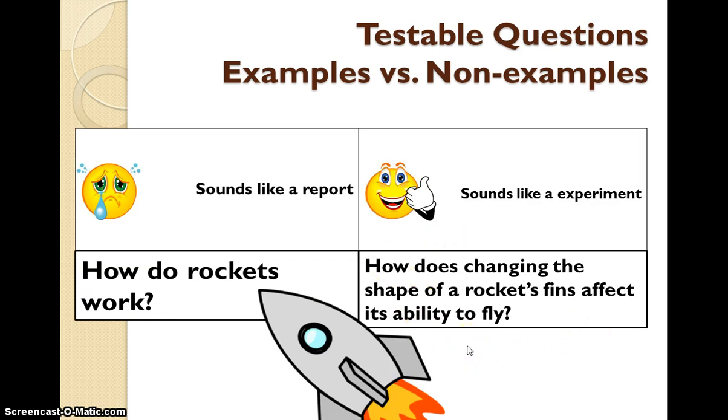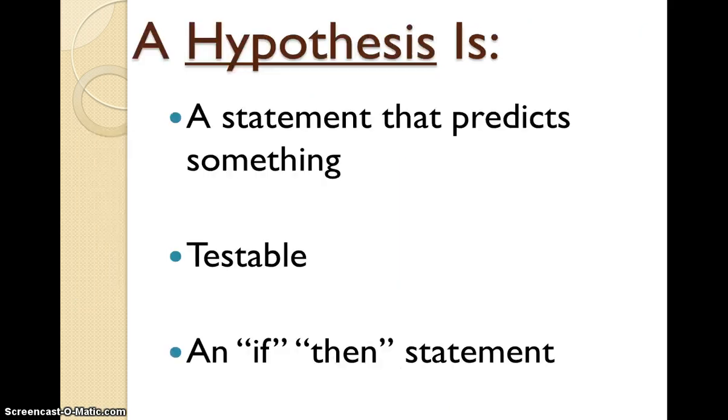You could actually set this up. You could build different rockets, and of course we're talking about rockets that you can shoot off in your yard, but you can put different shaped fins on them to actually do an experiment. If you're trying to answer how do rockets work, well, that could be 100 different experiments. It's not specific enough. It's too broad. It's too vague. So that's just an example of a testable question.